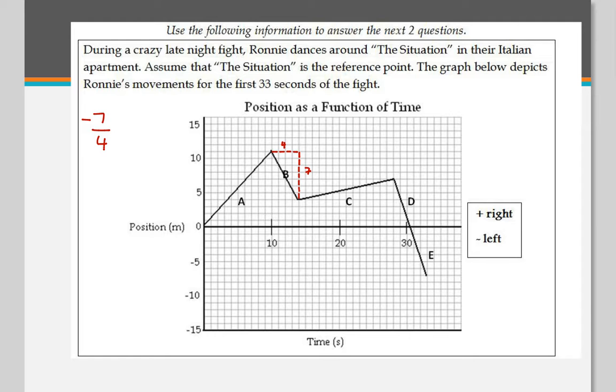So for this position time graph, for section B, this person is moving left. And then 7 over 4 is what you'd want to calculate. And then you would always look at the units. You have meters on top and seconds on the bottom. Okay, let's go to the second bullet. And you can calculate that for yourself. 1.75, right? Yeah, negative 1.75.